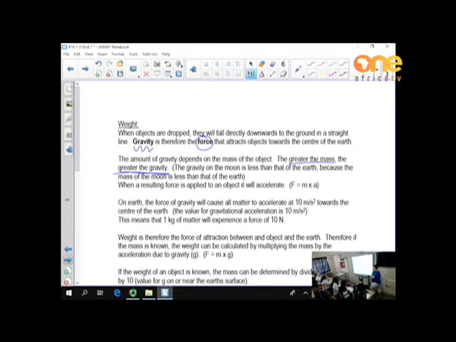People, the greater the mass, the greater the gravity. When there is a resulting force, that object will accelerate. So, if I jump out of an aeroplane and I don't have a parachute and there is no air friction, is there a resulting force? There is a resulting force. I am going to fall faster and faster and faster and faster.